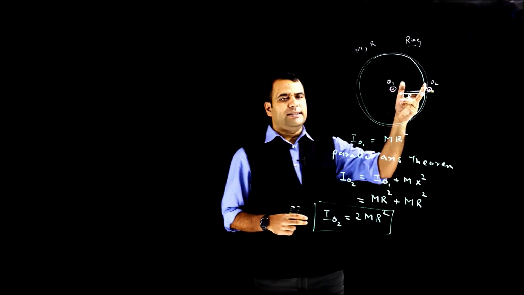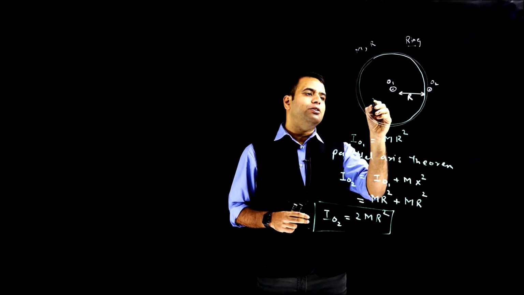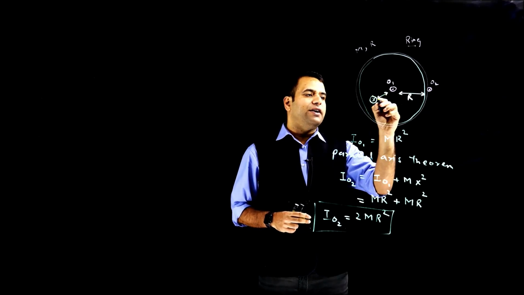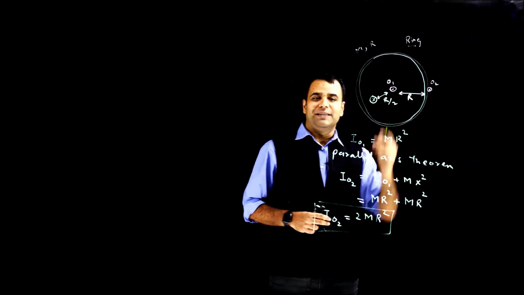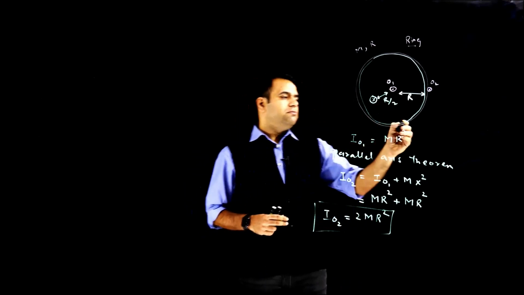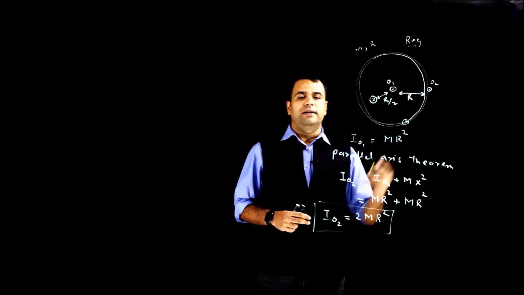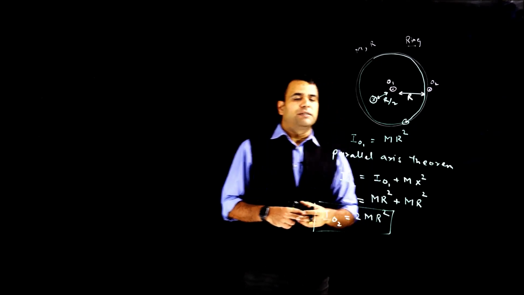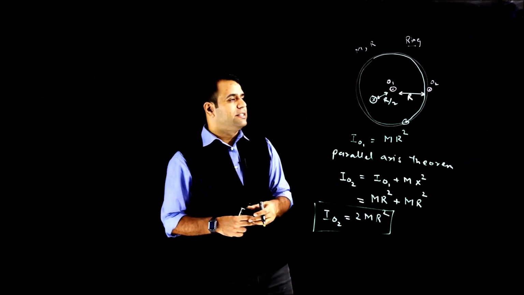Not just about this axis, we can calculate the moment of inertia about some random axis also, which is at a distance of r by 2, you can say. Or about this axis also, because these two axes are completely symmetrical to each other. So it will be the same, 2 m r square, across each and every periphery.